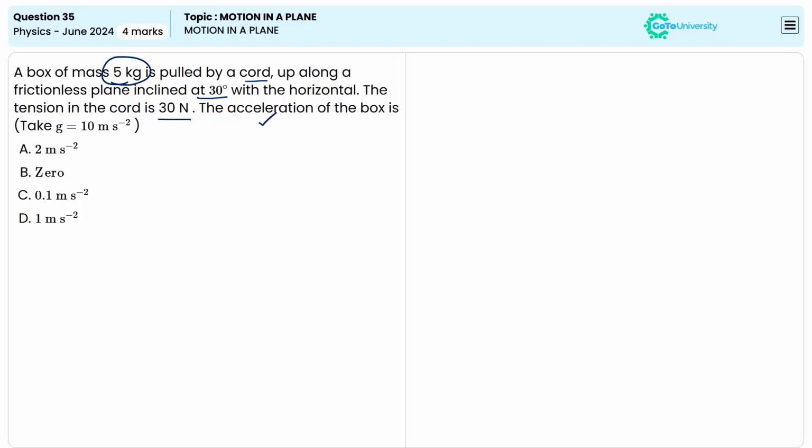The net force acting along the inclined plane can be written as F net is equal to T minus mg sin theta, where T is representing the tension on a string and mg sin theta is representing the component of the weight. The tension on a cart is given as 30 Newton, the mass of a block is given as 5 kg, the value of g is equal to 10 meter per second square, and the value of theta is given as 30 degree.